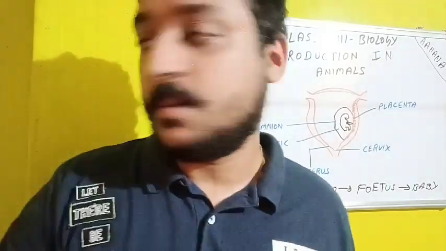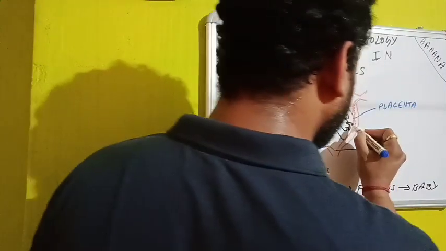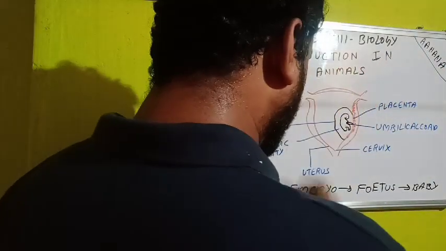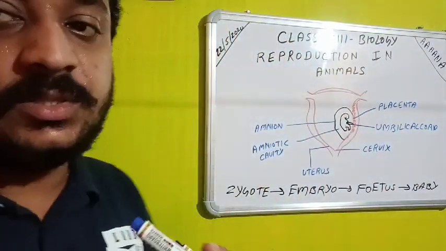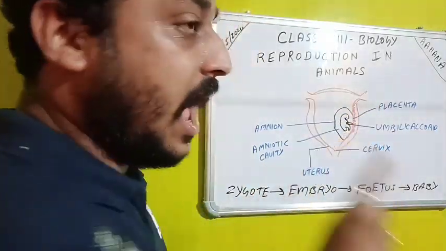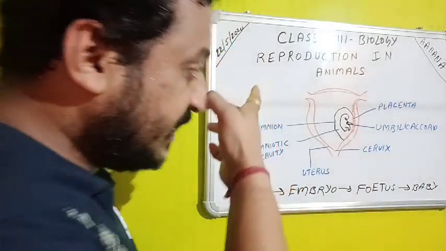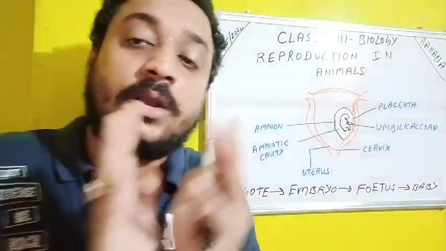I shall just mark it for you. So this is the umbilical cord. This one is the umbilical cord. We cannot say that the zygote is directly in touch with the uterus. The zygote is connected to the umbilical cord, and the umbilical cord is connected to the placenta. So the umbilical cord is a medium between the zygote and the placenta.